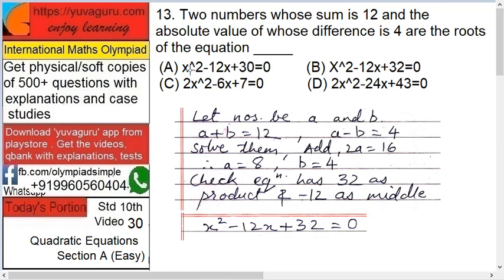Two numbers whose sum is 12 and the absolute value of whose difference is 4 are the roots of equation. Which equation among these four? See, these are the equations.